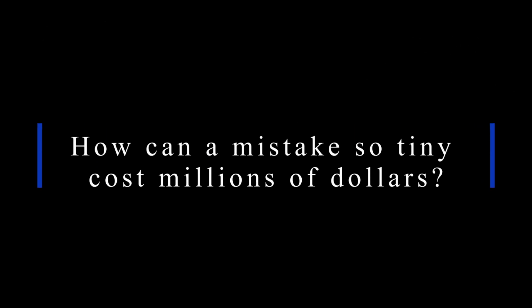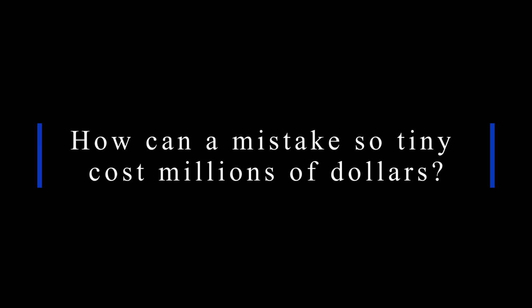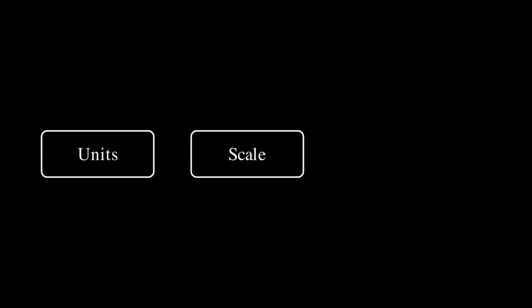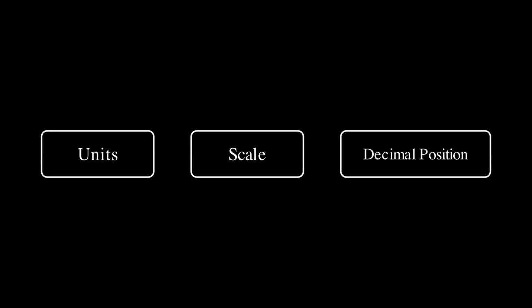So let's go back to the question we started with. How can a mistake so tiny cost millions of dollars? Because numbers are more than the digits we see. Their true meaning comes from their units, their scale, and where the decimal point sits. A tiny dot may look insignificant, but in mathematics, that tiny dot can change everything.